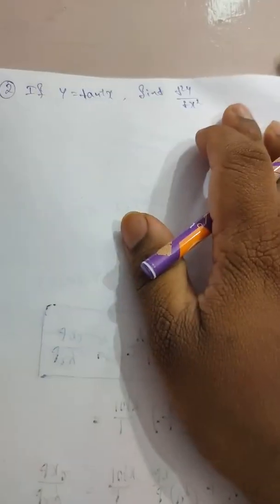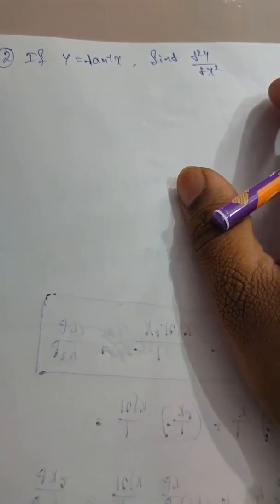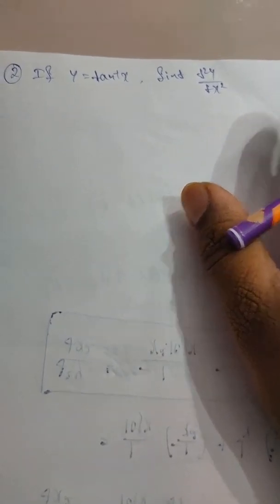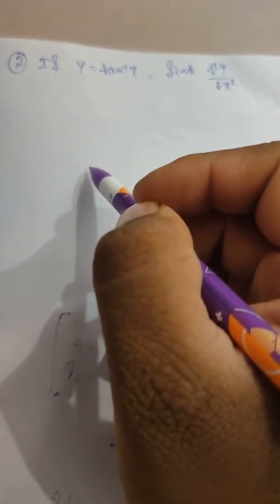Students, now we'll go for the next problem. The next problem is, if y is equal to tan inverse x, find d square y by dx square. So this is the given problem. Let me consider this one. Once again I am telling you, this is not an important problem.